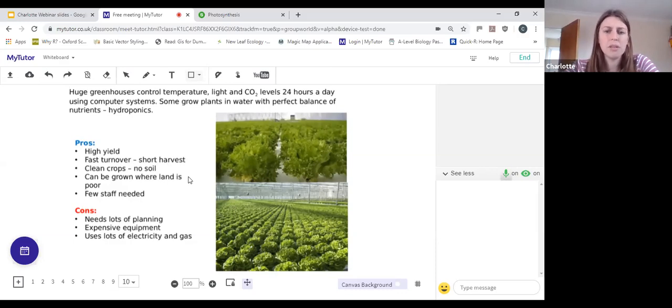But there's also an element there of this being quite forced production. Like I said, it uses quite a lot of electricity and gas, which are often from non-renewable resources. So there's all sorts to think about there.